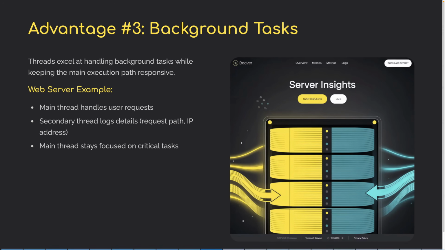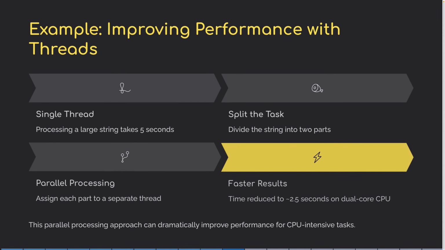The second one is background tasks. Threads excel at handling background tasks while keeping the main execution path responsive. So the main thread will always be responsive, and the other threads will execute the background task. Web server example: the main thread handles the user request, and a secondary thread logs the details, request path, IP address, and all those things. The main thread stays focused on the critical tasks.